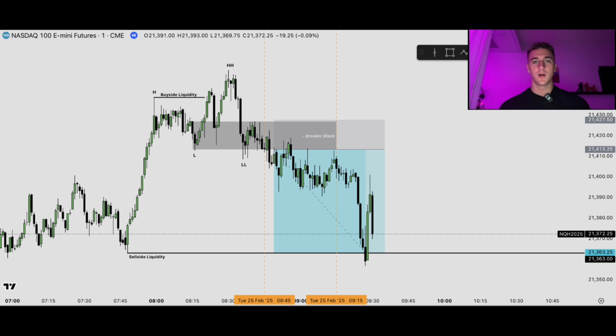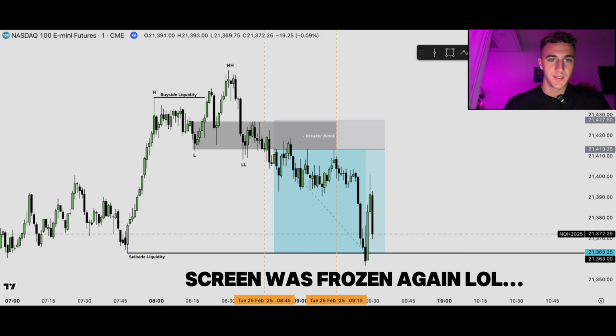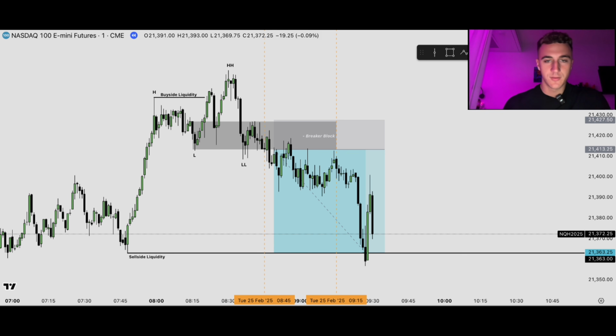So have a look at this chart and pause the video, see if you can find the bearish breaker block. Okay, so the bearish breaker block is going to be these candles here. You might sound a little bit confused when you hear that. Why is it 2 candles? Why is it not 1?